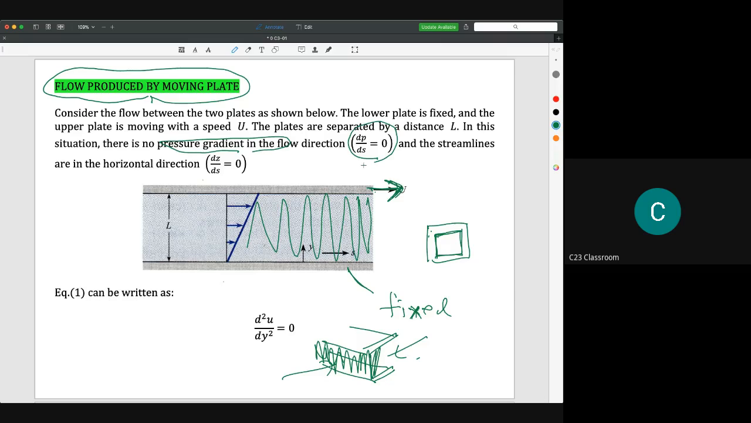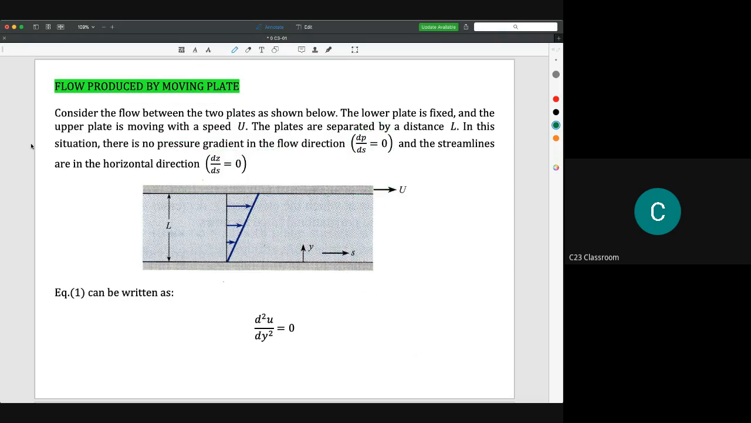Again, I hope you understand the meaning of dP/ds. The s here is the distance along this direction. It means that at any distance s, there is no difference of pressure, so dP/ds is equal to 0. And then there is also the streamline in the horizontal direction, so dz/ds is equal to 0.